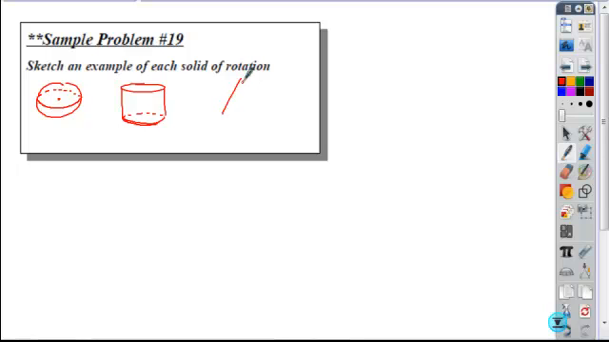And then finally, for a cone, if you just start to draw a triangle and then connect it with an arc instead of a straight line. And if you want, you can plot your centers for each of these to indicate that you have circular bases.